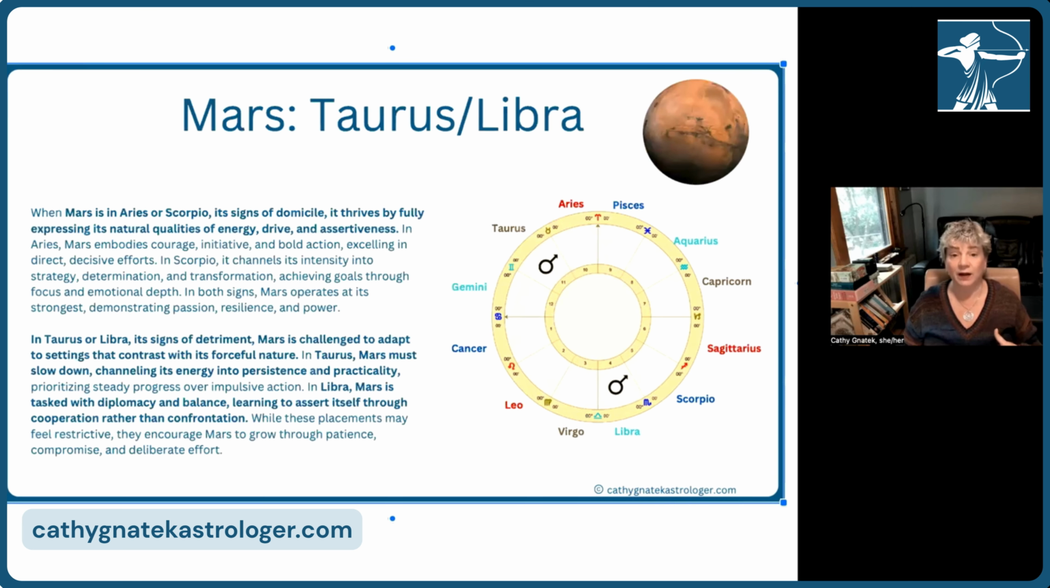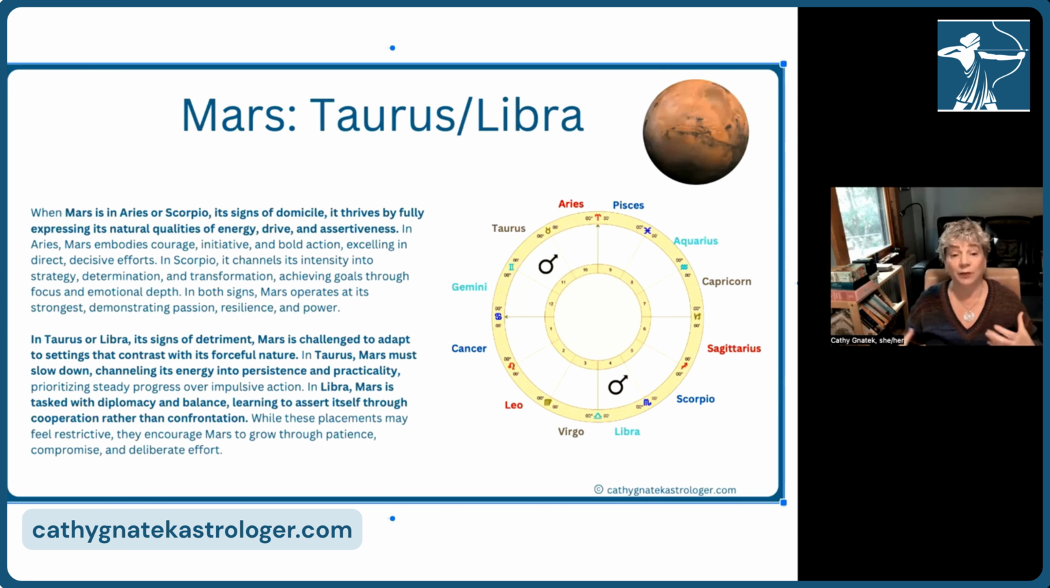Then we move on. Mars rules the sign of Scorpio, which is opposite Taurus, and he rules the sign of Aries, which is opposite Libra. So he's in his detriment in Taurus and Libra. When Mars is in its home signs of Aries and Scorpio, it thrives by fully expressing its natural qualities of energy, drive, courage, assertiveness, conflict even.